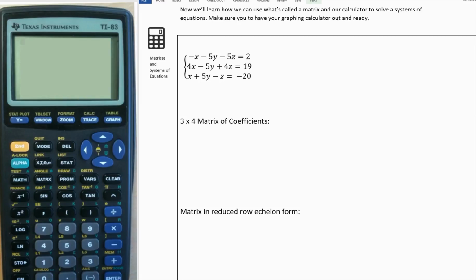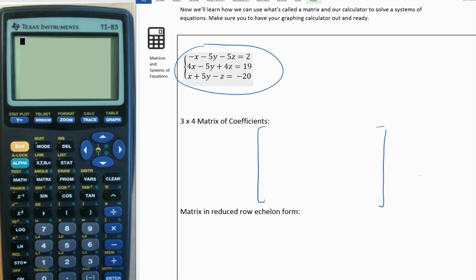So here's the system that we're going to look at. Negative x minus 5y minus 5z equals 2. 4x minus 5y plus 3z equals 19. And x plus 5y minus z equals negative 20. Now, what we're going to do is make a matrix. In a matrix, we use these little square brackets, and each space is going to be a coefficient, the number in front of one of our variables.